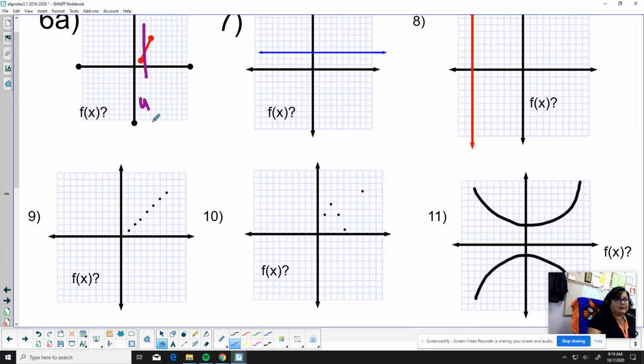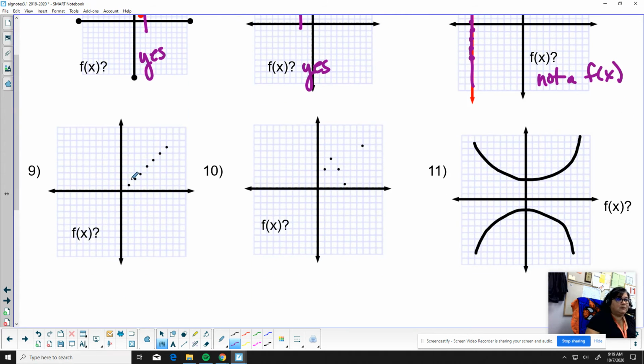All right, so this is yes, because no matter where I draw it, it only crosses once. This is yes. Yes, it's a function because no matter where I draw a vertical line, it only crosses once. This one is not a function, because if I draw a vertical line right on top of the picture, it crosses infinitely. It crosses here and here and here and here and all the points in between those dots forever since it's a line. So this is not a function.